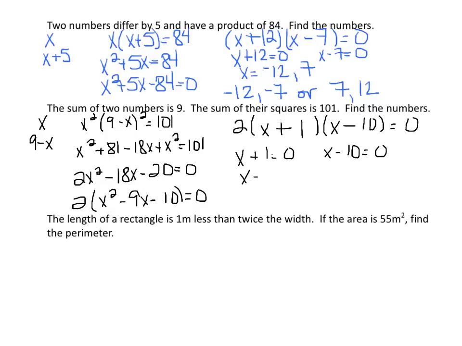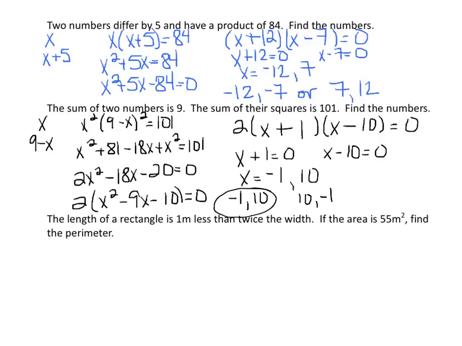So x can either be negative 1 or positive 10. That means my 2 numbers are negative 1 and 10, or 10 and negative 1. So really, I only have one set of numbers.